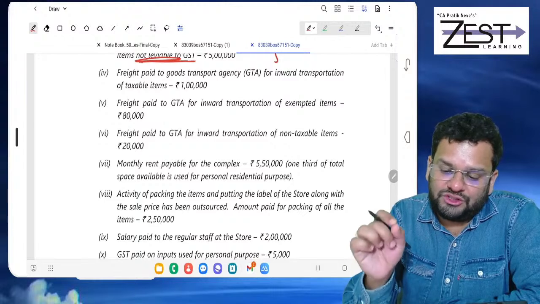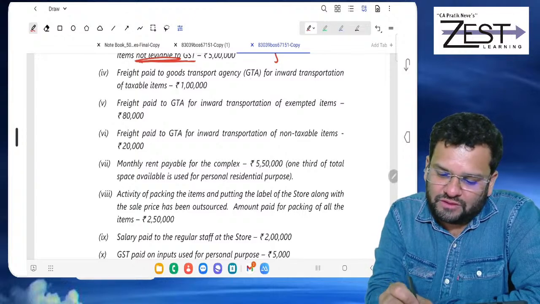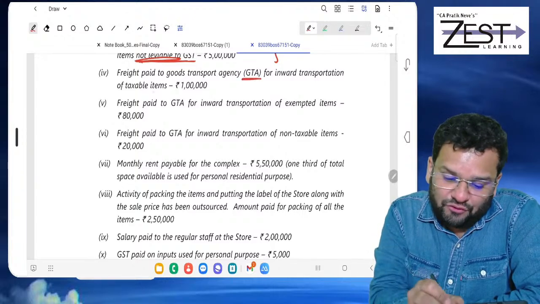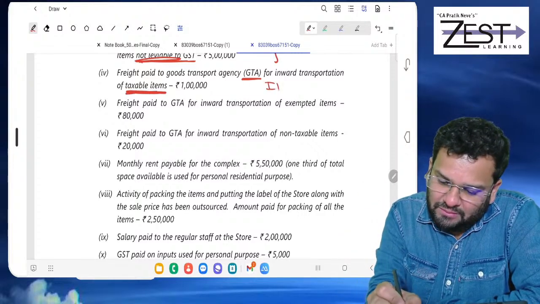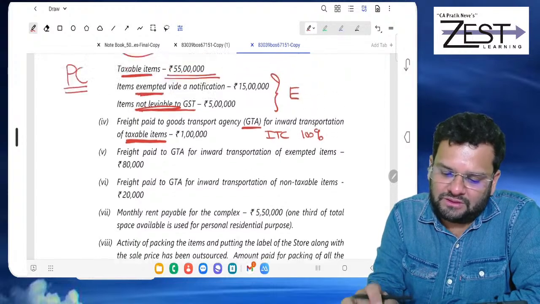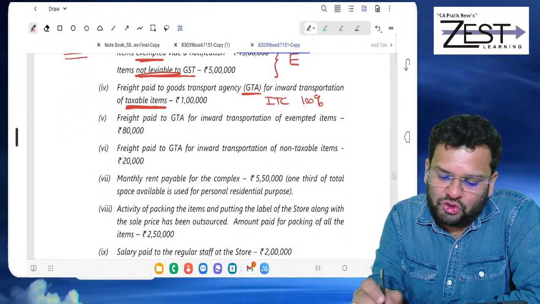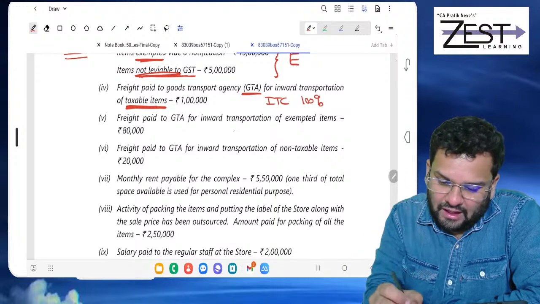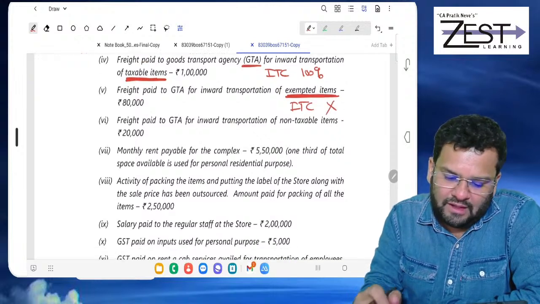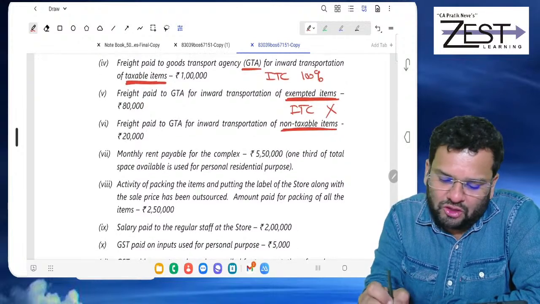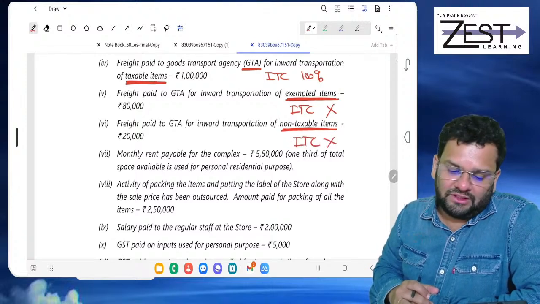Freight paid to GTA for inward transportation of taxable items. GTA is Goods Transport Agency. It is for transportation of taxable items. Wonderful. So here ITC will be available to the extent of 100%. Do you agree? Then freight paid to GTA for inward transportation of exempted items. So ITC will not be available. And freight paid to GTA for inward transportation of non-taxable items. ITC will not be available. Are you getting these points?